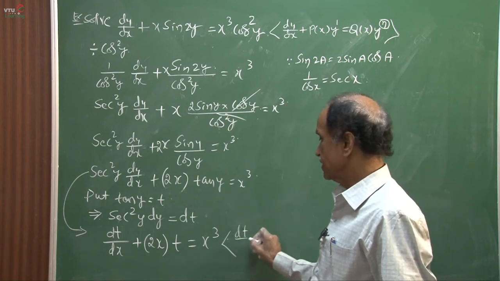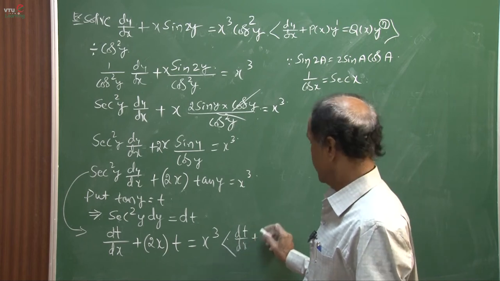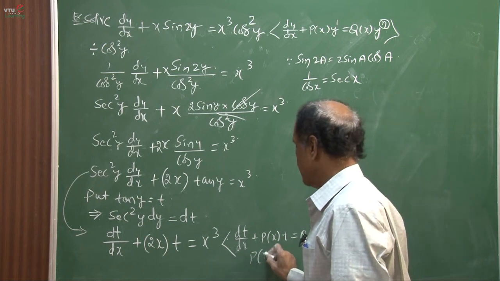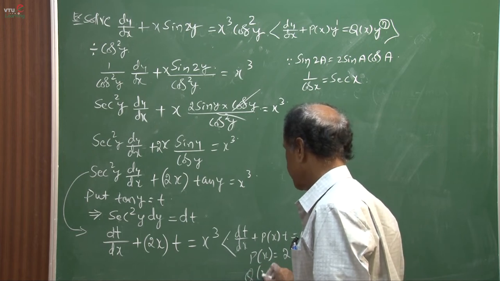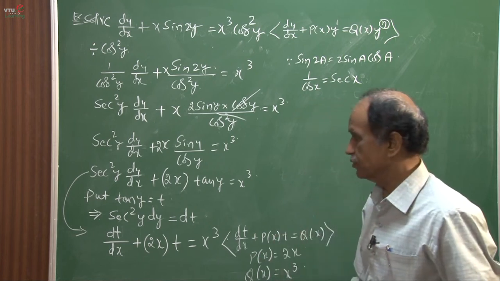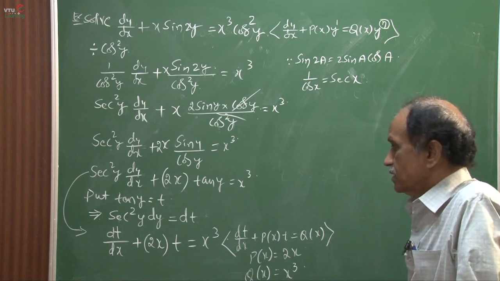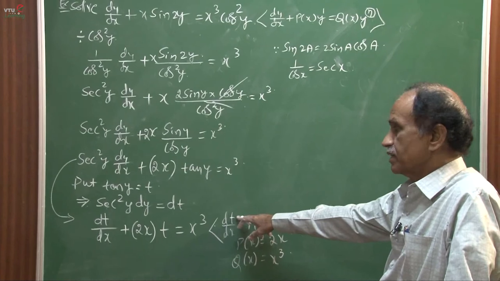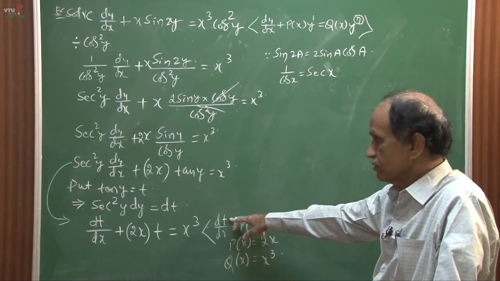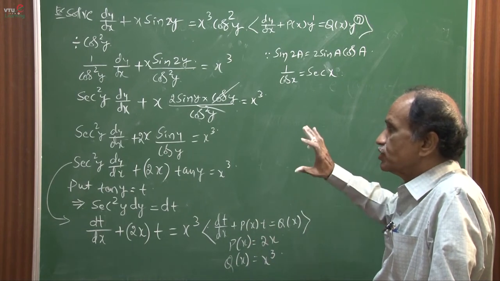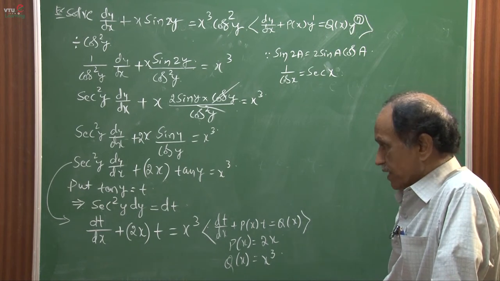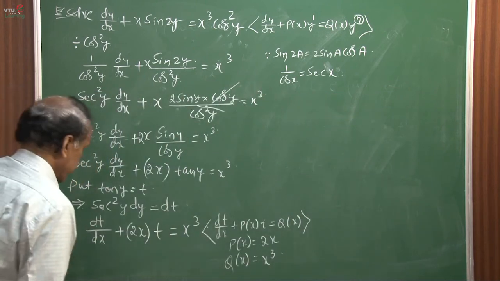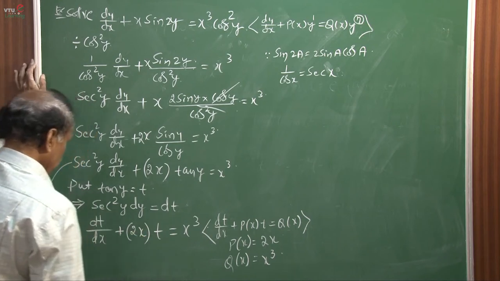So how can we write now? That is dt divided by dx plus p of x into t is equal to q of x. What is p of x here? P of x is equal to 2x, and q of x is equal to x cube. This is the linear differential equation. How do you recognize this as a linear differential equation? Because in place of the dependent variable y, here we have t, that is our first derivative, plus p of x into the dependent variable is equal to a function of x alone. The right side is a function of x alone. Thereby, dt by dx plus 2x into t is equal to x cube.